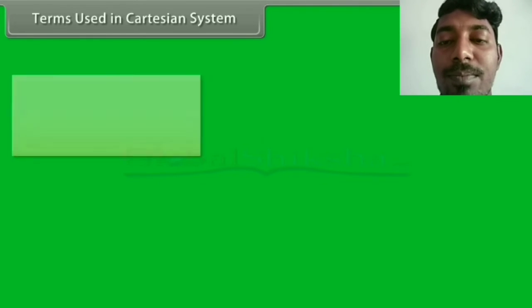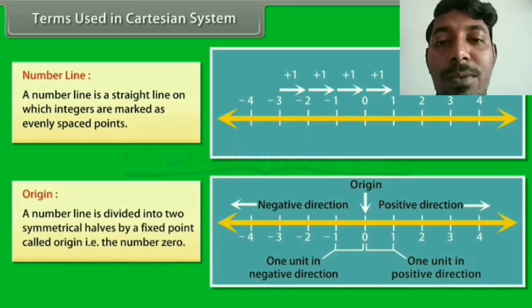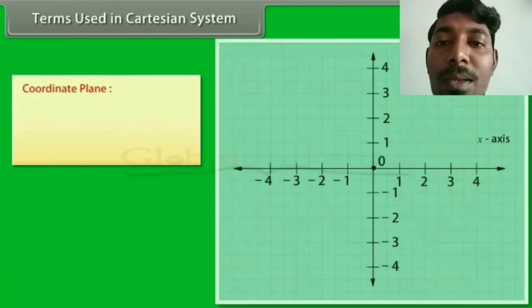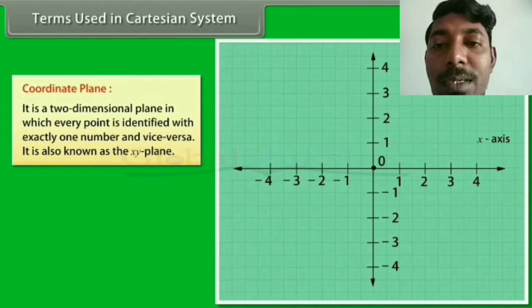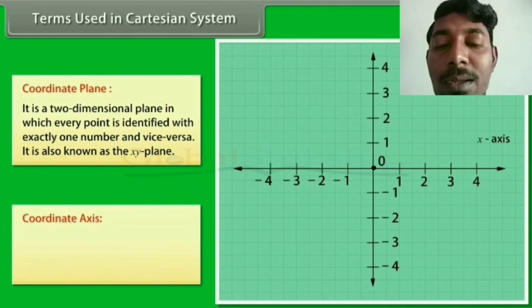The terms used in the Cartesian system. Number line: a number line is a straight line on which integers are marked as evenly spaced points. It goes from negative infinity to positive infinity. Origin: the number line is divided into two symmetrical halves by a fixed point called the origin. The number at the origin is equal to 0. Coordinate plane: it is a two-dimensional plane in which every point is identified with exactly one pair of numbers and vice versa. It is called the xy plane.